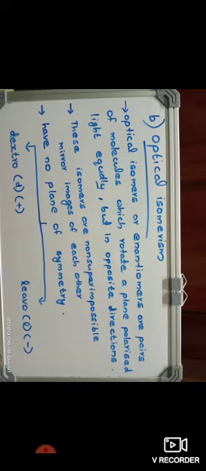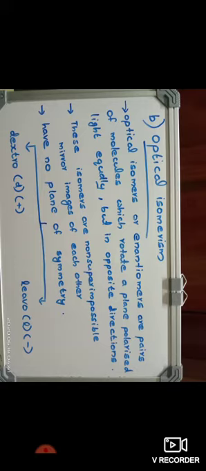Now, optical isomerism. Optical isomers or enantiomers are pairs of molecules which rotate plane polarized light equally but in opposite direction. These isomers are non-superimposable mirror images of each other.